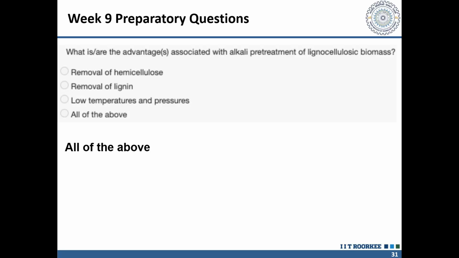Now we will move on to the week 9 preparatory questions. There are some questions which I'm discussing here, and they will help you to answer the assignment of week 9. The first question is, what are the advantages associated with alkali pretreatment of lignocellulosic biomass? First of all, what is this alkali pretreatment? We know what lignocellulosic biomass is. It is a biomass which has cellulose, hemicellulose, and lignin.